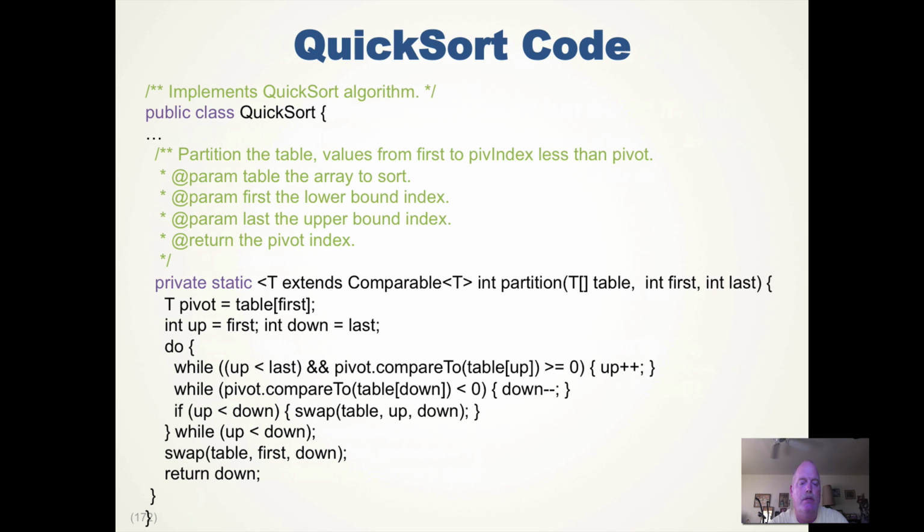Once they have crossed, we know that down is pointing to the pivot index, so we're going to swap the first value, the pivot, with down, and then we're going to return down, which is the pivot index, and then we can do the quick sort of the left and right.